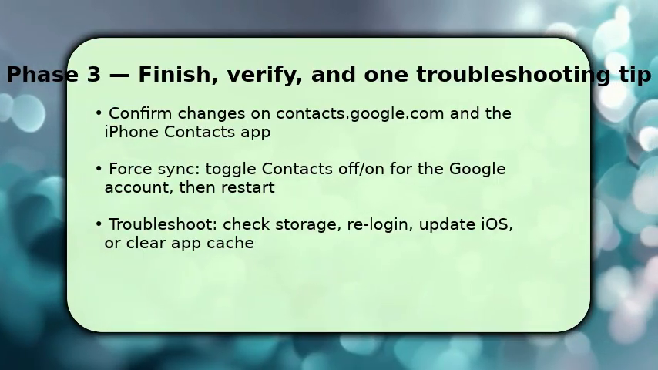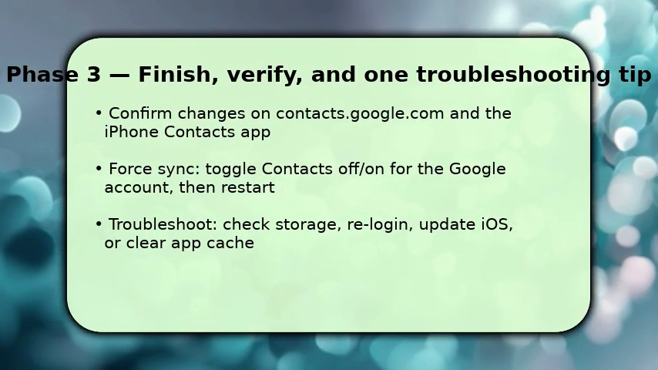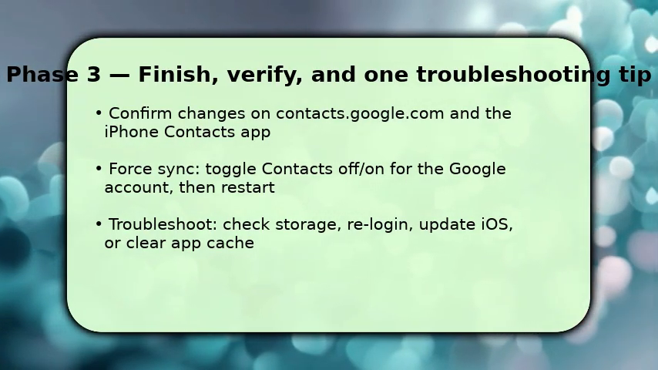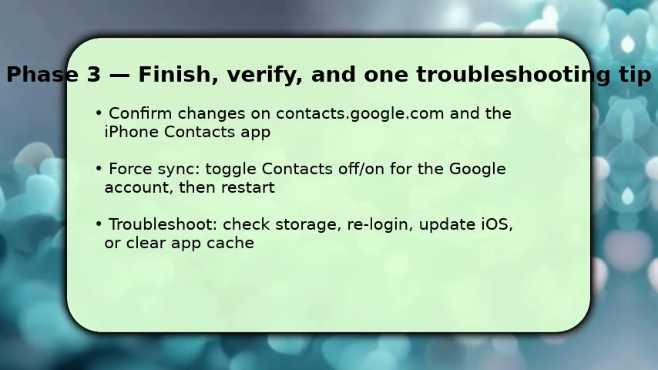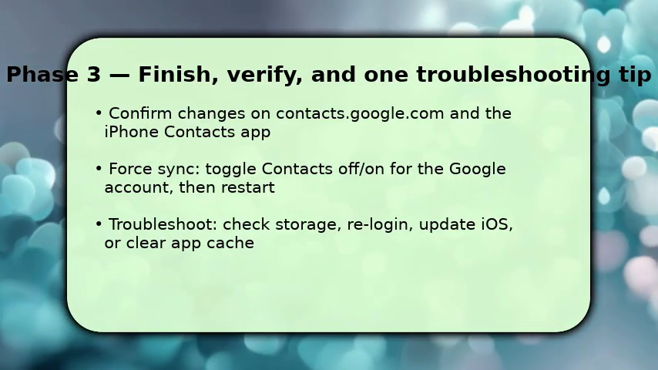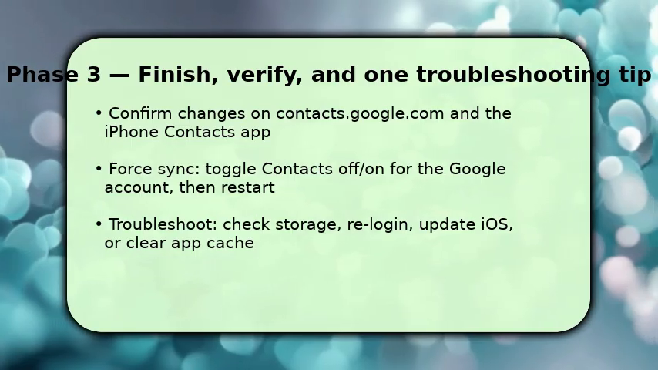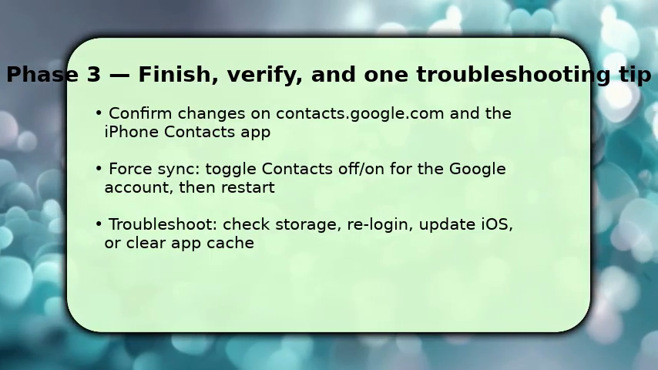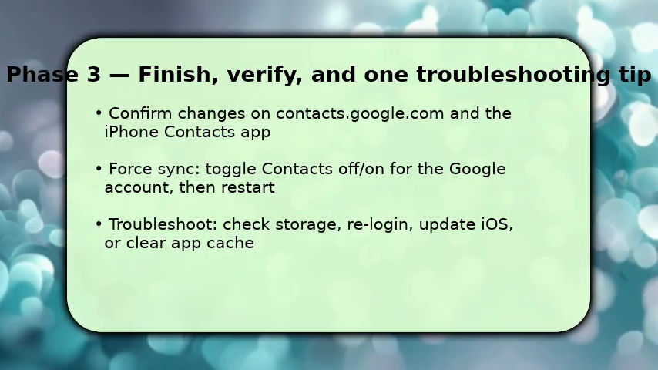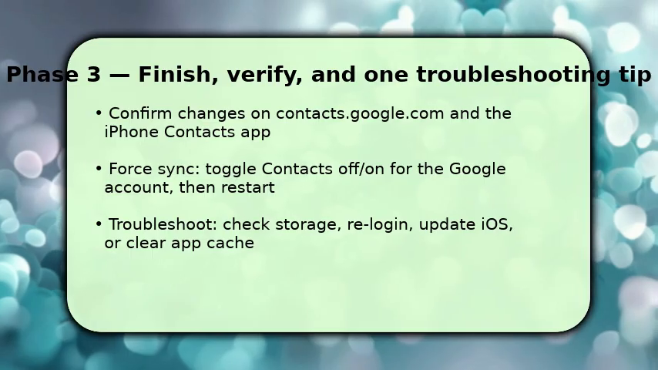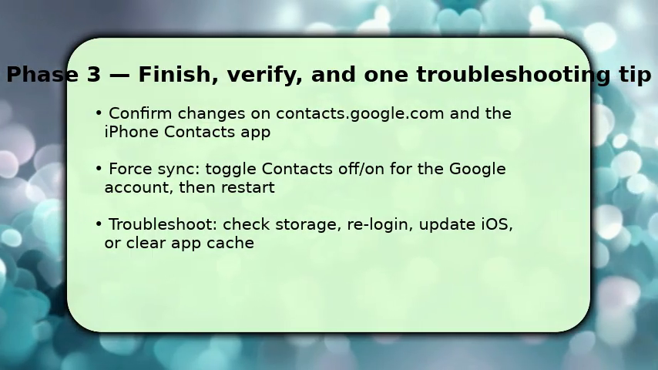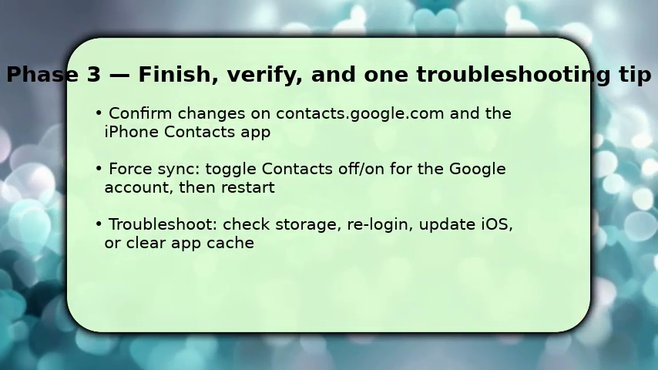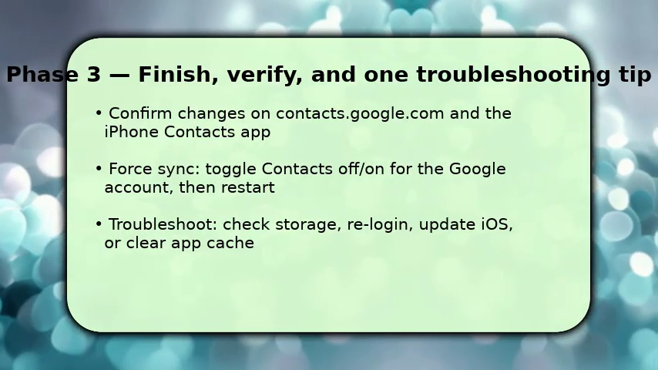If something didn't update, toggle Contacts off then on for the Google account and wait a minute, or sign out and sign back in to force reauthentication. Restarting the phone can also resolve temporary sync glitches. If problems persist, check Google account storage and update iOS. One key troubleshooting tip: re-add the Google account only after confirming no recent local-only edits will be lost.